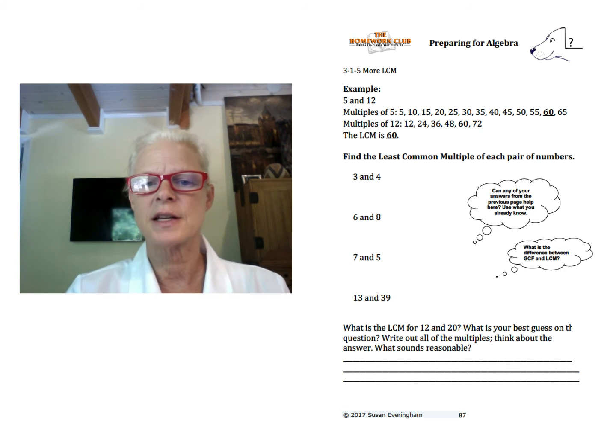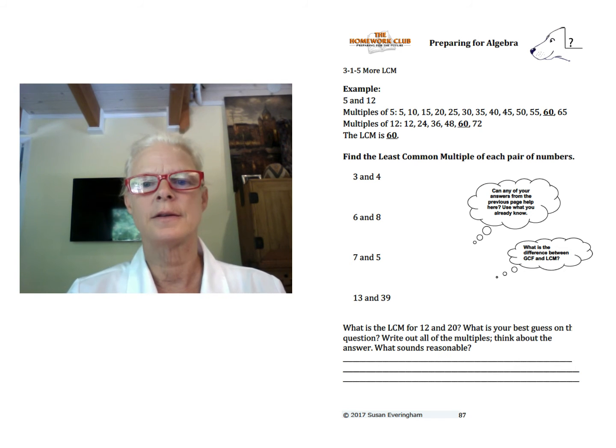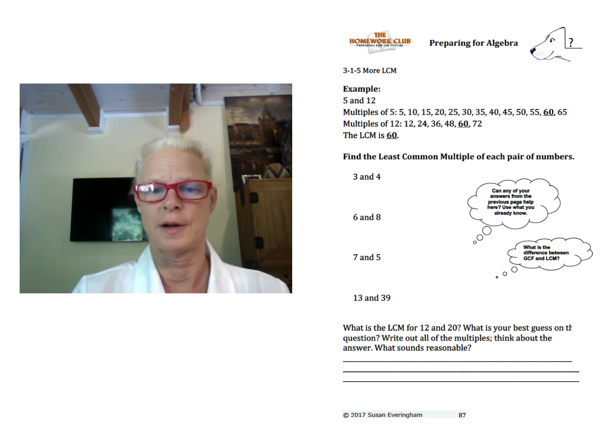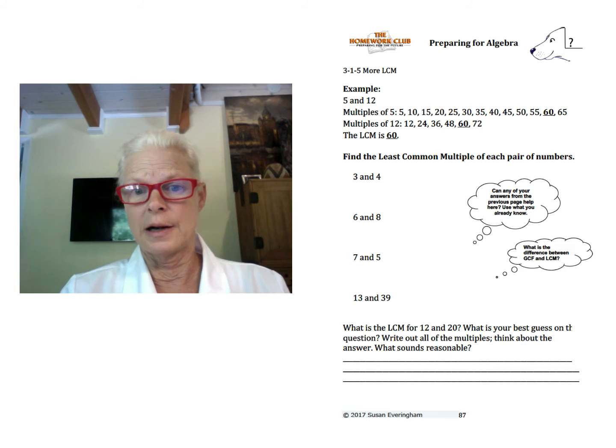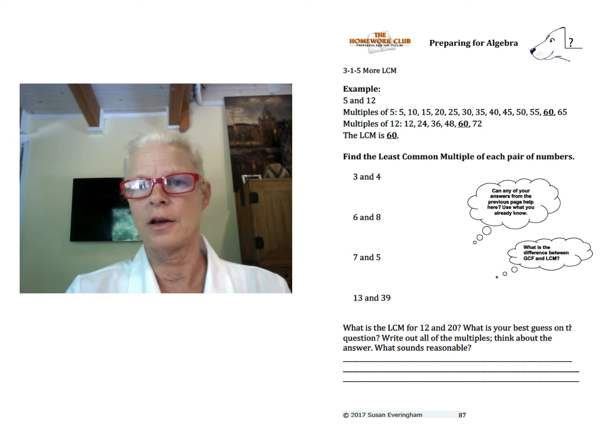So in the case of the example, 5 times 1, 5 times 2, 5 times 3, 5 times 4, as well as 12. Working it continually out until you find a number that they share. In this case, the least common multiple is 60.